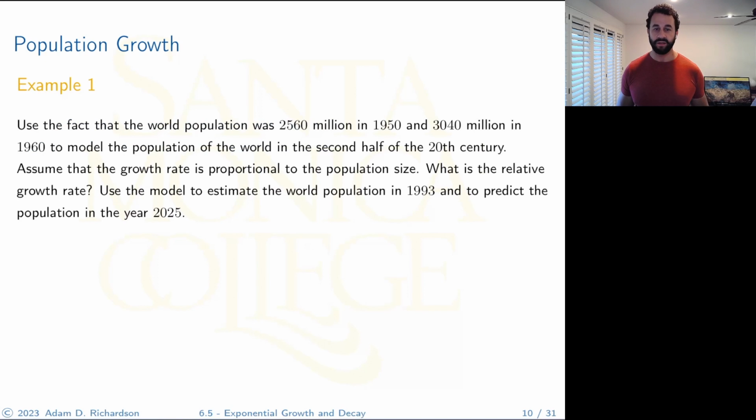All right, so let's try this problem. Let's use the fact that the world population was 2,560 million in 1950, and then 3,040 million in 1960. And we're going to use that to make a model of the population of the world for the second half of the 20th century, meaning basically after 1950. We're going to assume that the growth rate is proportional to the population size. All right, so this is an assumption we are making about our model. It's not necessarily the reality of the situation, but it's an assumption that we're going to make for our model because it's a pretty good model to use.